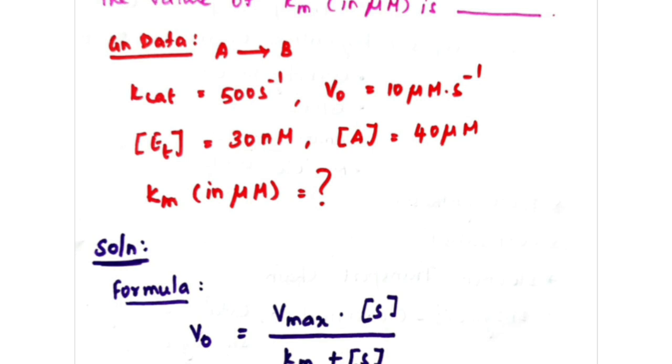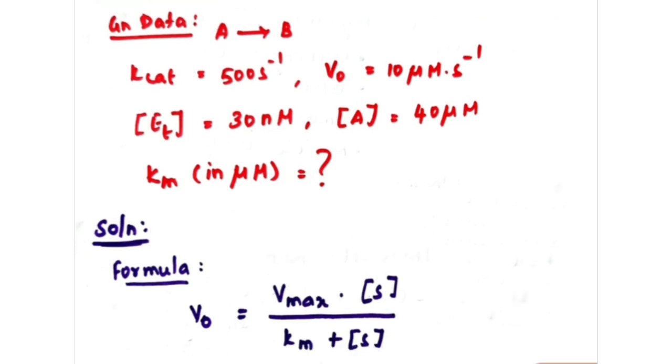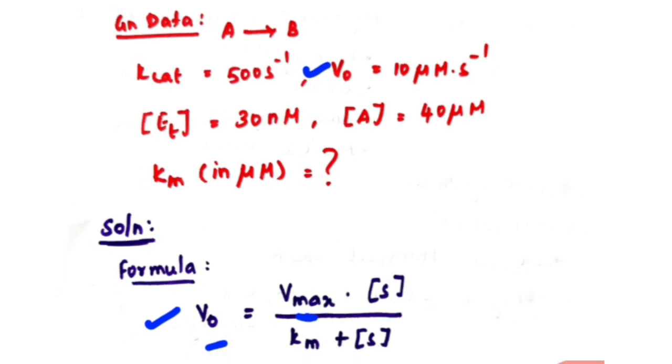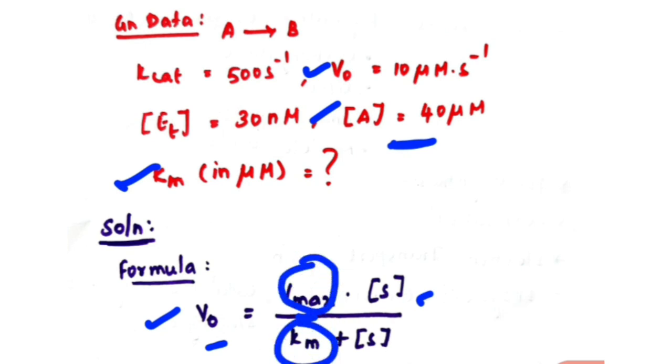We can calculate the Michaelis-Menten constant from the Michaelis-Menten equation. So your Michaelis-Menten equation is V0 = Vmax × S / (Km + S). Here V0 is the initial velocity, which is given data. Vmax is the maximum velocity, which we have to find out from the given data, and S is the substrate concentration, which is given. So in this equation you have to find out Vmax and Km.